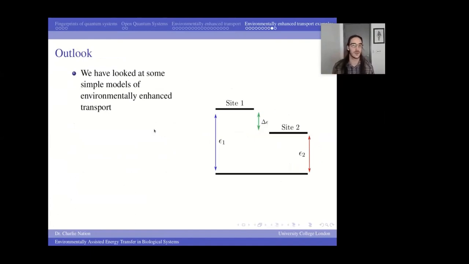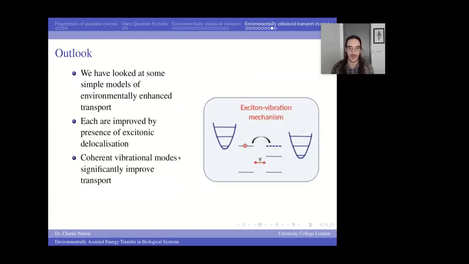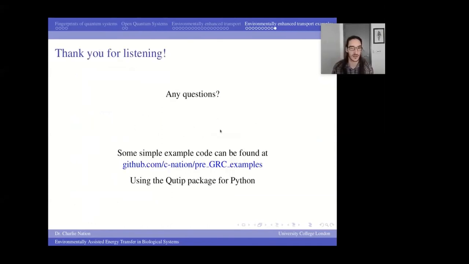So just to summarize, we've looked at some very simple models of environmentally enhanced transport, both coherent and incoherent realizations of this, and seen that in both cases, whether or not the environment acts in a coherent manner, the excitonic or electronic coherence caused by direct coupling between the sites is a vital and important aspect of environmentally assisted transport. And finally, we've seen in both theory and experiment that there is some evidence for the coherent behaviors of these systems and this aiding that occurs due to the exciton delocalization, as we saw in the videos. So with that, I'd like to thank you for listening.